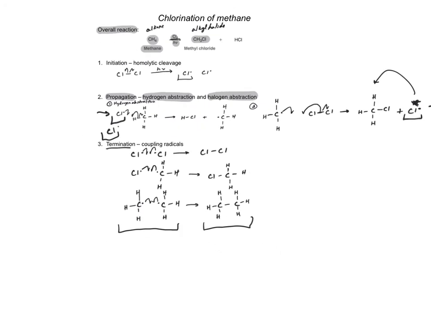And at that point in time, we're going to reach our termination stage, where we can either have the chlorine radicals couple together, we can have a chlorine radical couple with a methyl radical, or methyl radicals can couple together. Again, for all of these, we're taking radicals in, and we're producing non-radical species at the end of this. Okay, so that is the mechanism for our first reaction, the chlorination of methane.